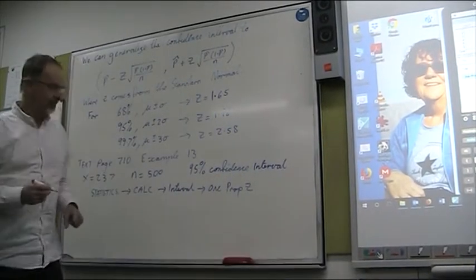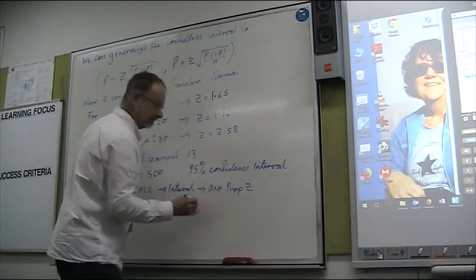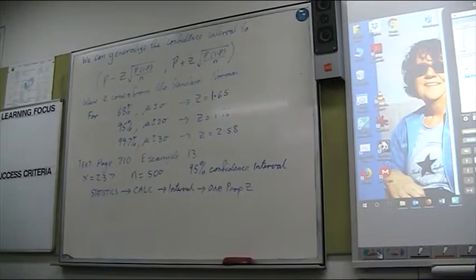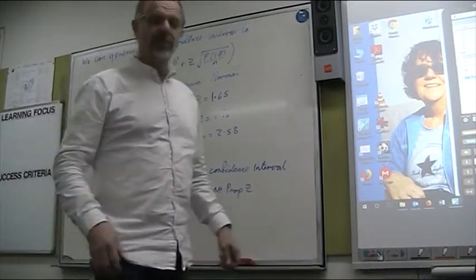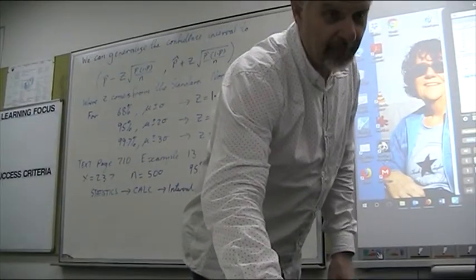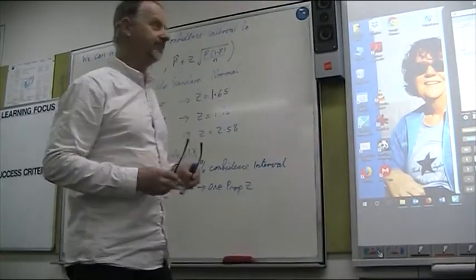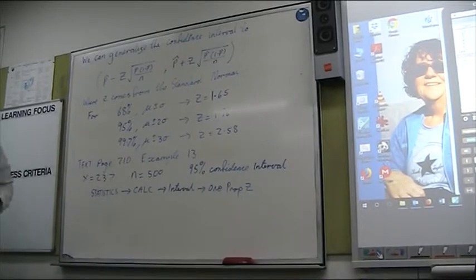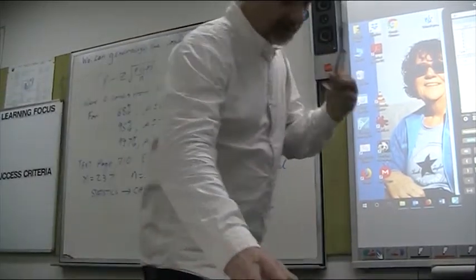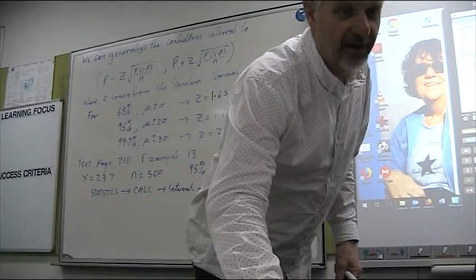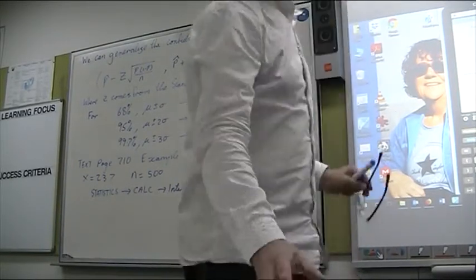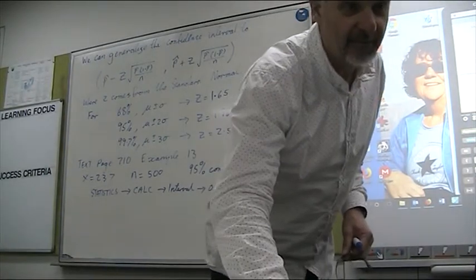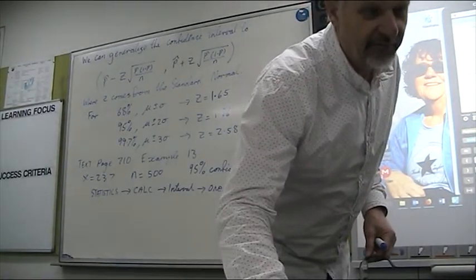I don't know what that one prop is supposed to mean, but it's one prop Z, then we go next. Then we get this stuff. Sea level, what do you think sea level means? Not sure? Confidence level. And the confidence level we're after is 95%, 0.95.